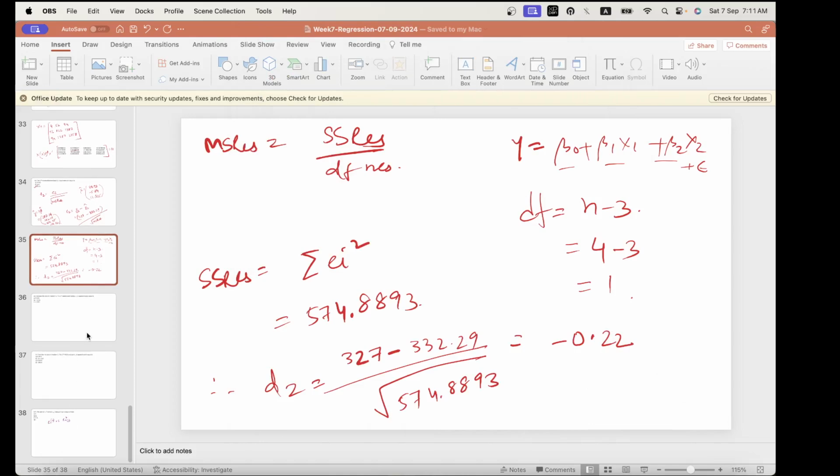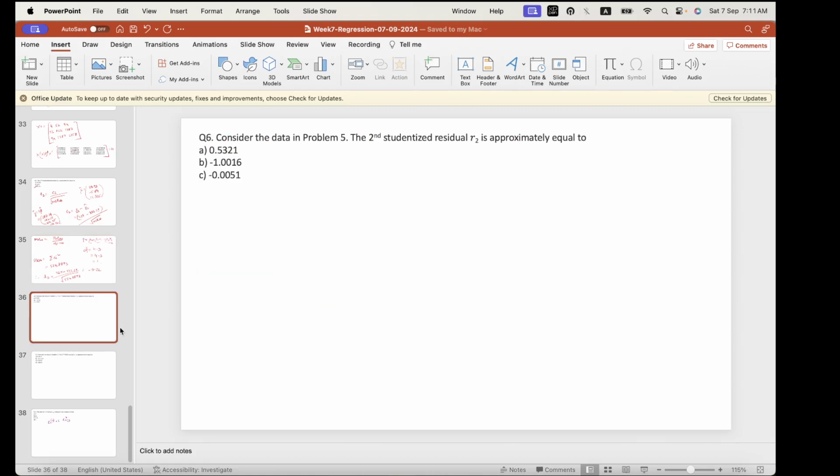Alright, then moving on to the next one. So here they are saying you have to consider the same data. The second studentized residual is approximately equal to how much?